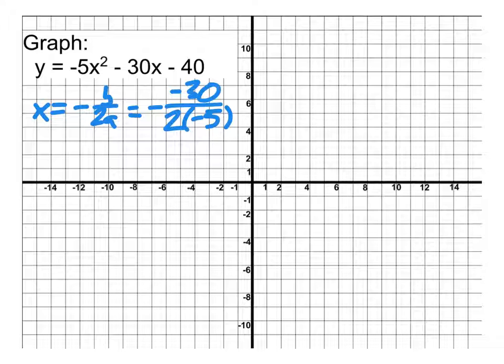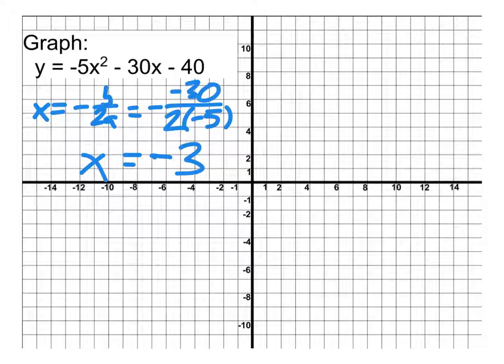All right, so we go ahead and we simplify that. On the bottom, that 2 times negative 5 is negative 10. And negative 30 divided by negative 10 is a positive 3. And then this negative that was out front, it carries down. So that means it's now a negative 3. All right, that can't be simplified anymore. That is the x-coordinate of our vertex. So I know my x-coordinate is negative 3.